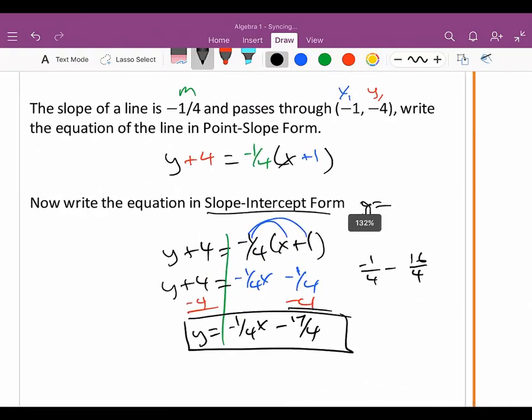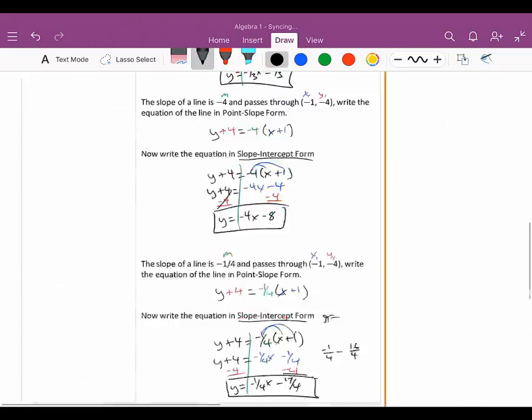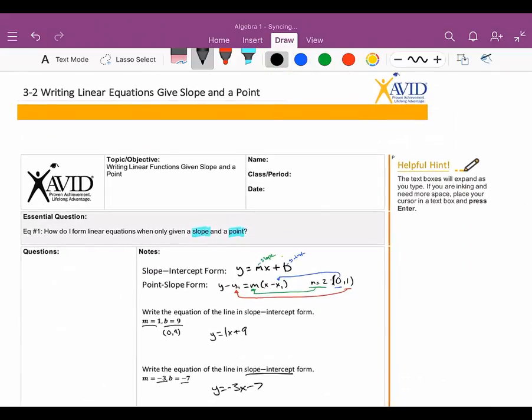And looks like that is it for solving or writing linear equations when given a slope and a point.